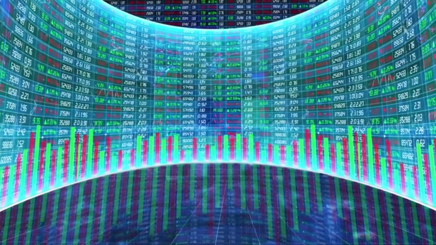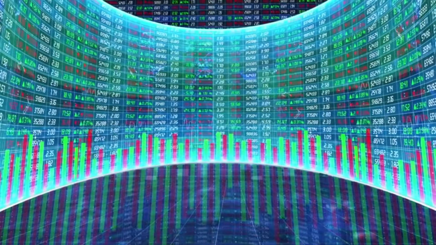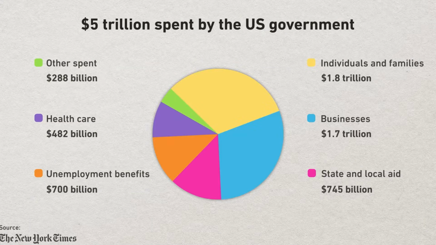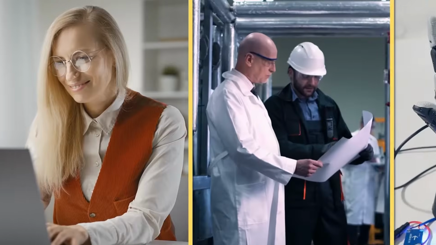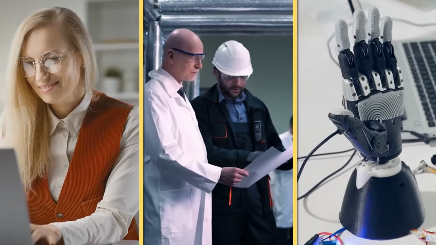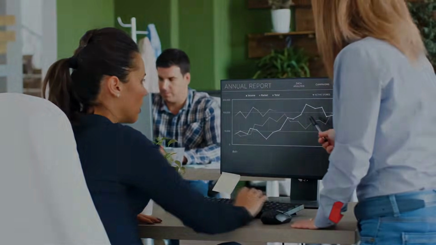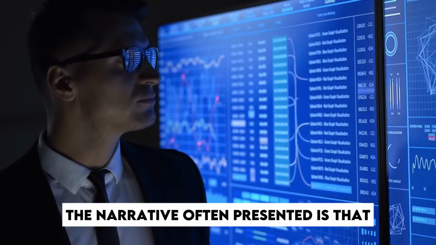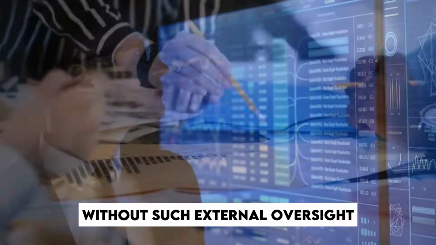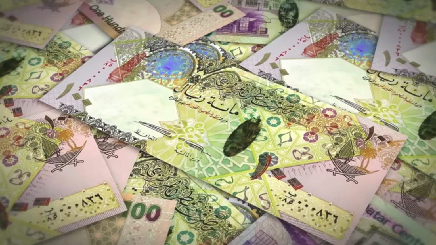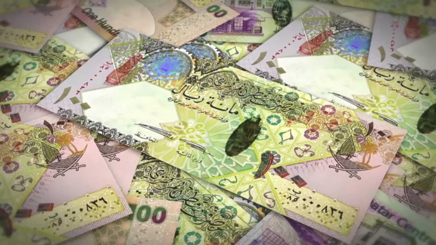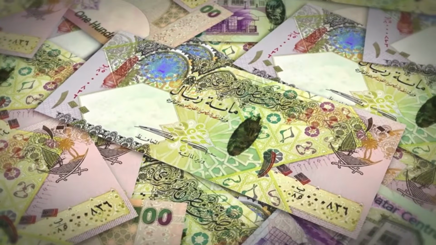For critics of the system, this intervention raises a crucial question. Is this a legitimate effort to enforce economic discipline, or is it another attempt to prevent an African nation from controlling its own economic destiny? The narrative often presented is that without such external oversight, African currencies would inherently struggle, a narrative that independent success would undermine.